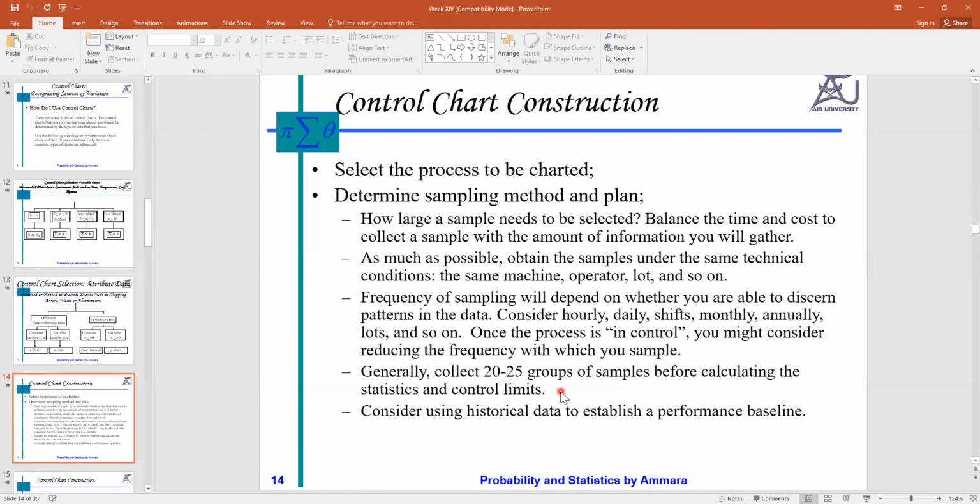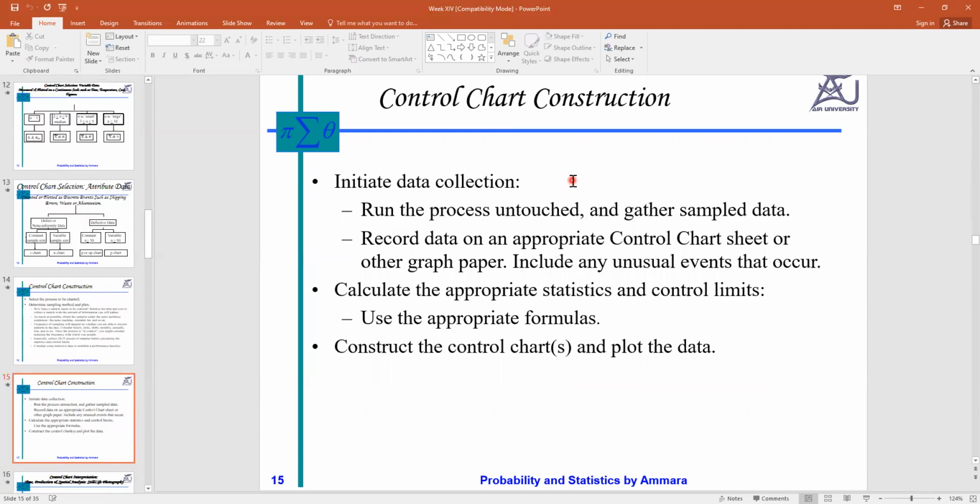So here are some tips on how you can construct a control chart. Select the process to be charted, either qualitative or quantitative. Once you have determined the process nature, after that you have to decide the appropriate chart. If it is quantitative, you can easily choose the mean chart or range chart, or whichever chart has been named for construction.